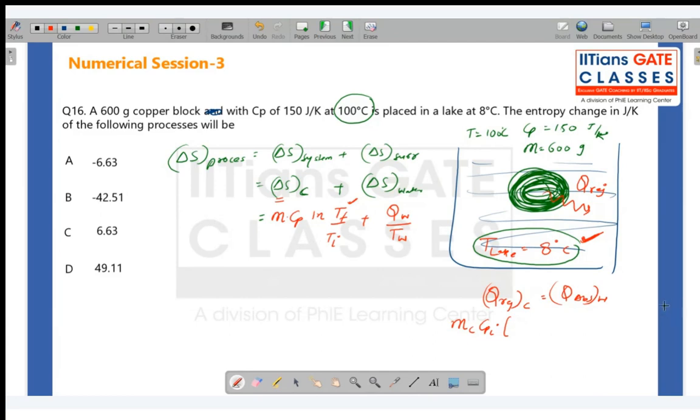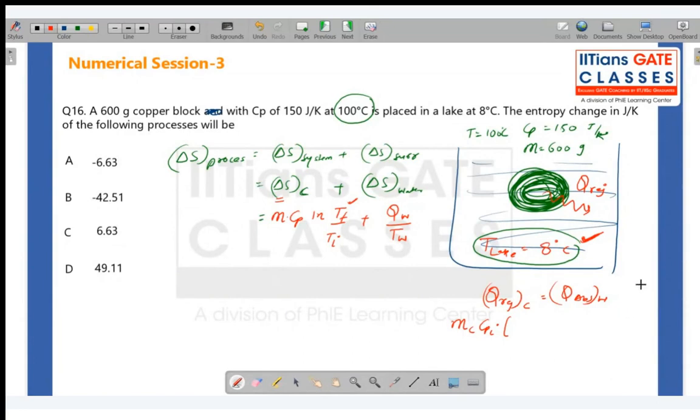Just 1 second. Final temperature is not given. Okay, so I think that data is missing in this.